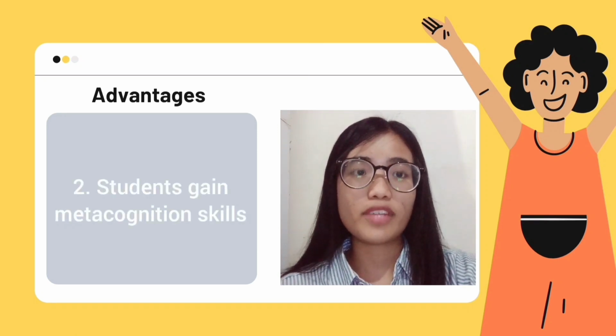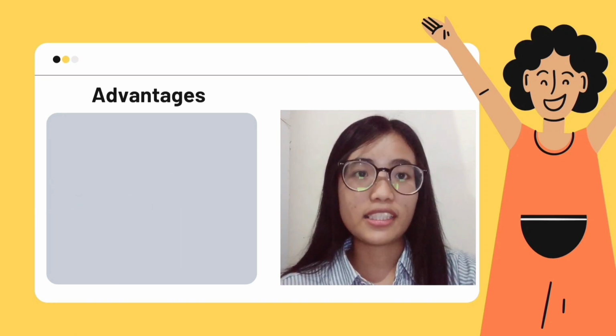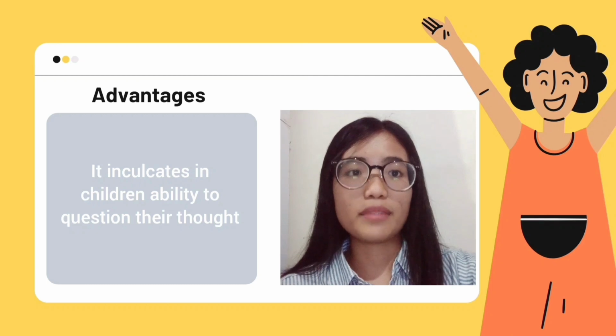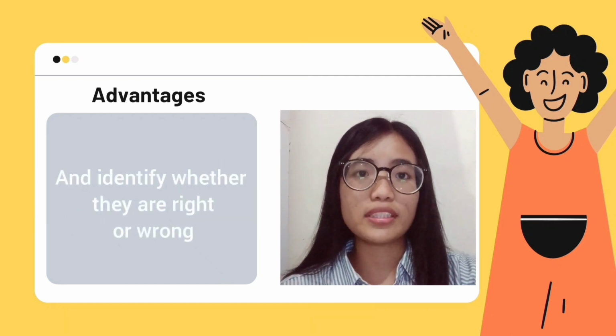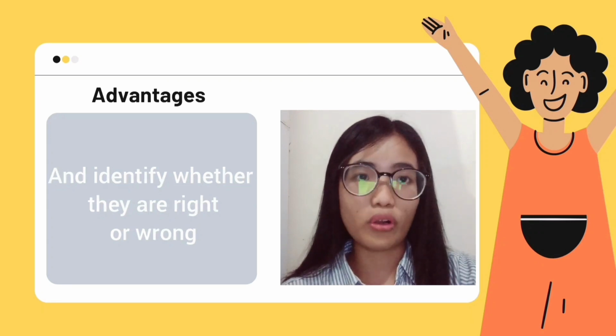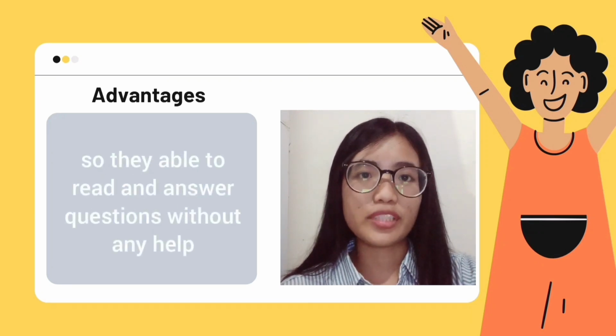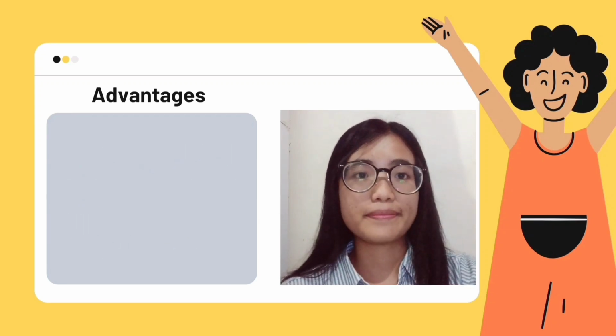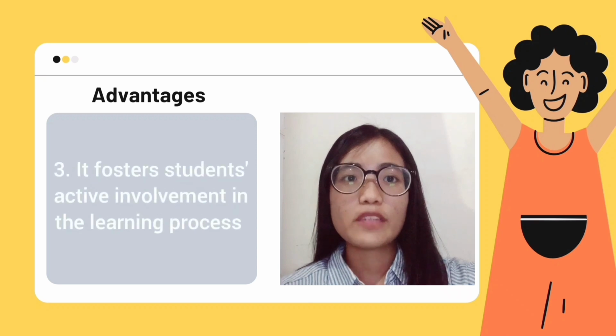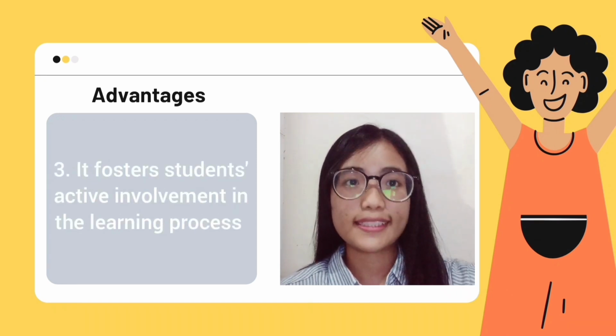Number 2. Students gain metacognition skill. Another interesting benefit of reciprocal teaching is that it instills in children the ability to question their thought process and identify whether they are right or wrong. Through this, they are able to read a text and answer questions that may arise from the passage without any help.